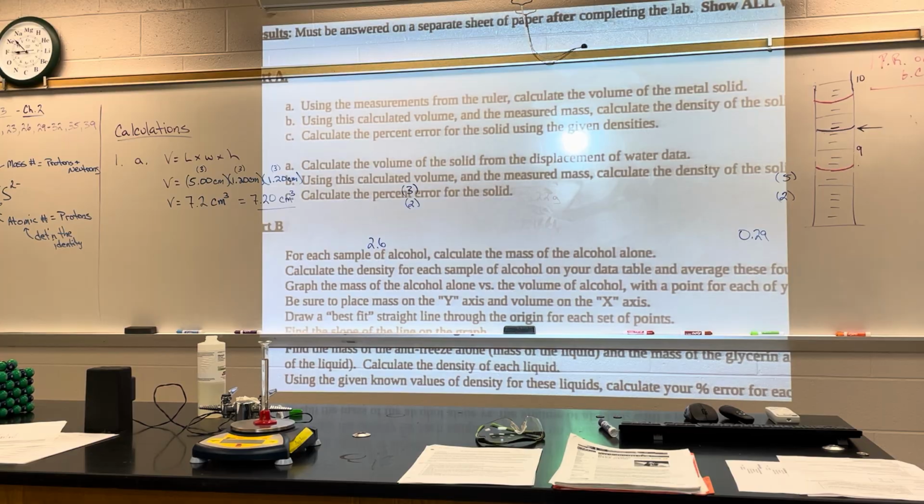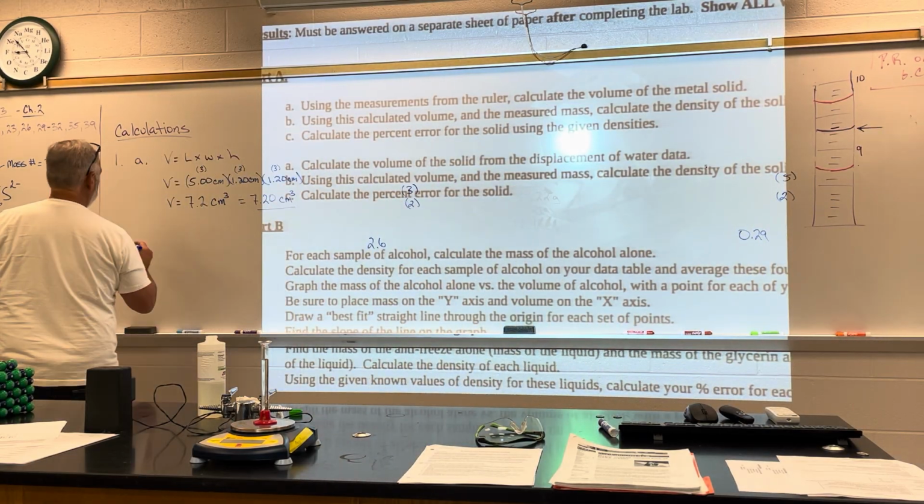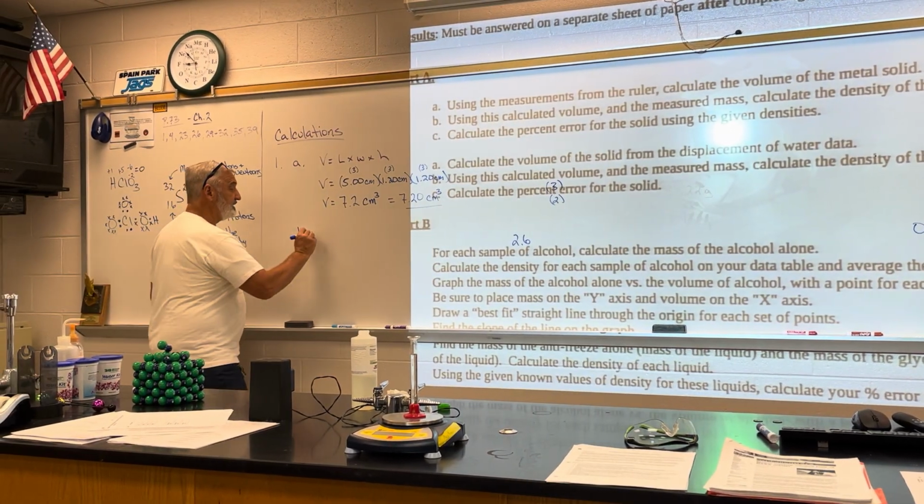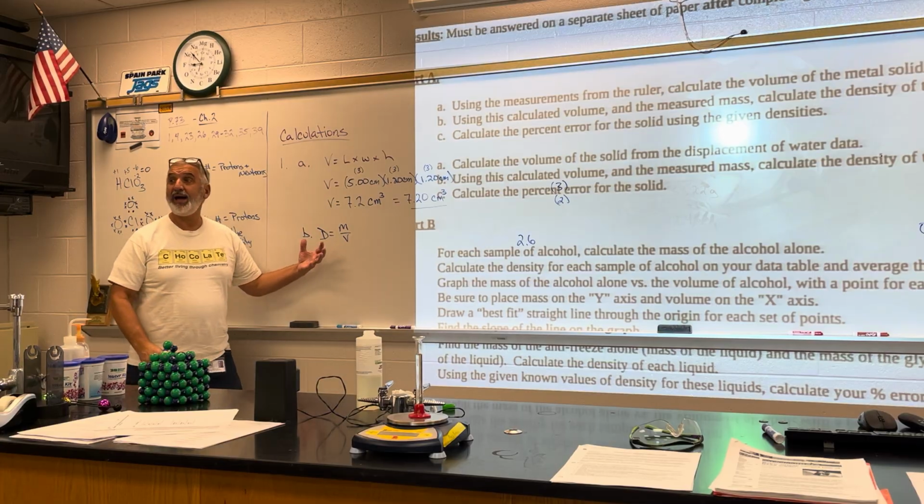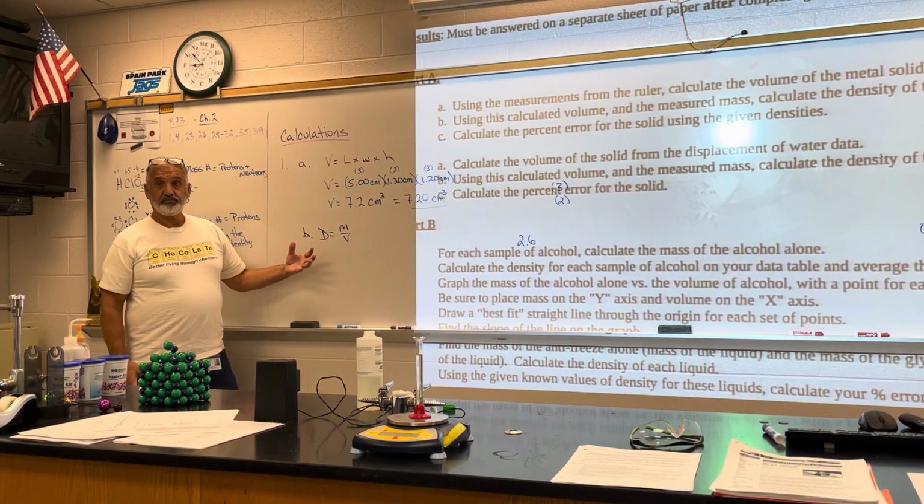Now, using the calculated volume and the measured mass, calculate the density. So what is density going to equal? Right now you're going to go down to B. What's density equal to? Mass over volume. Density is equal to mass over volume. Now you have the measured mass of your solid. You have the measured mass.